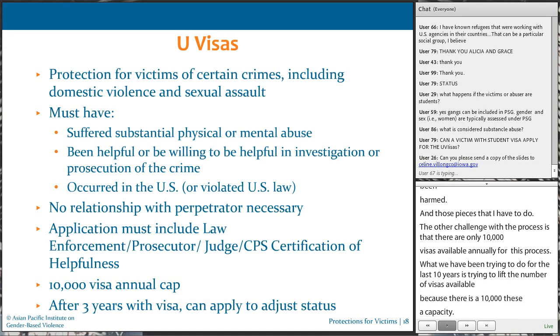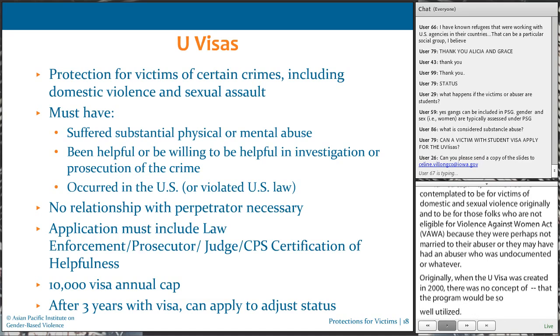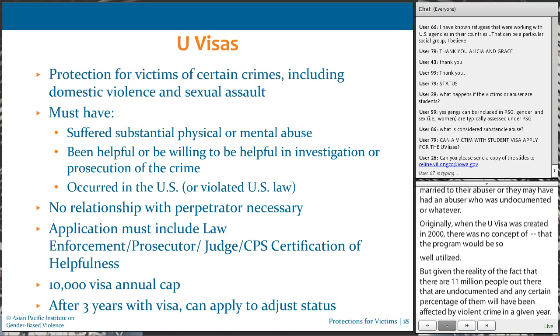But when the U visa was created in 2000, there was no concept that this program would be so well utilized. Given the reality that there are 11 million people that are undocumented, and a certain percentage of them will have been affected by violent crime in a given year. If we look at any statistics about criminal victimization of the general public overall, and just apply that percentage to the undocumented population, it's going to be hundreds of thousands of people.